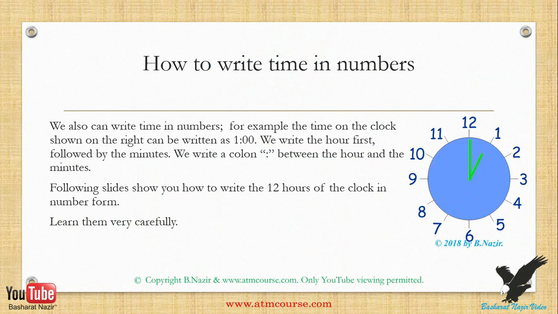We also can write time in numbers. For example, the time on the clock shown on the right can be written as 1 o'clock. We write the hour first, followed by the minutes. We write a colon between the hour and the minutes. Following slides show you how to write the 12 hours of the clock in number form. Learn them very carefully.